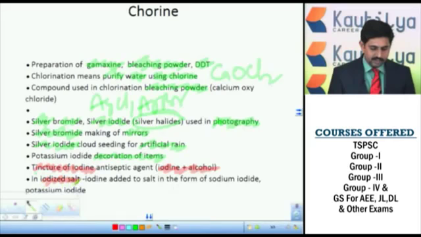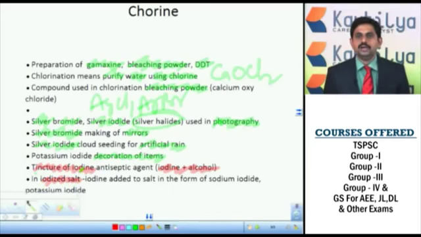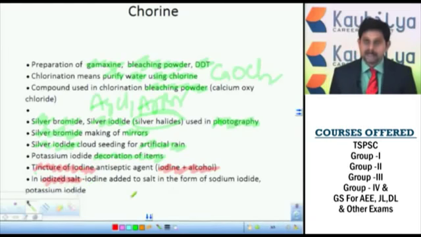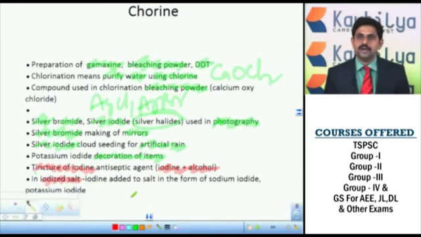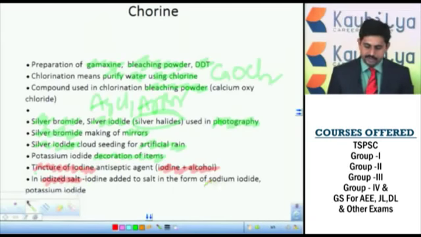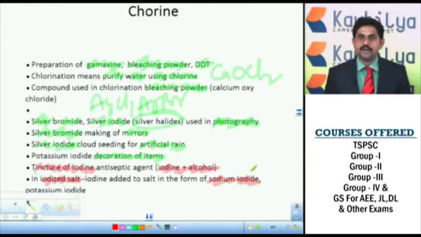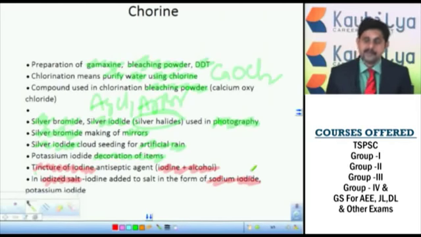Iodized salt: nowadays we are getting low sodium salt with iodine, called iodized salt. This iodized salt consists of iodine, so if you take it we can reduce goiter. Sodium iodide is a salt available in the form of iodide content. Goiter is basically because of deficiency of iodine, so now we provide iodine in the form of salt, called iodized salt.